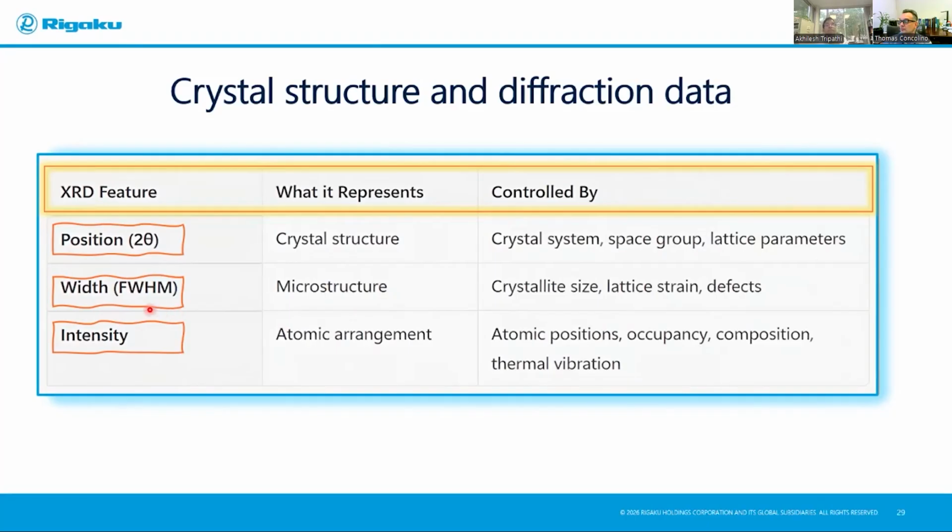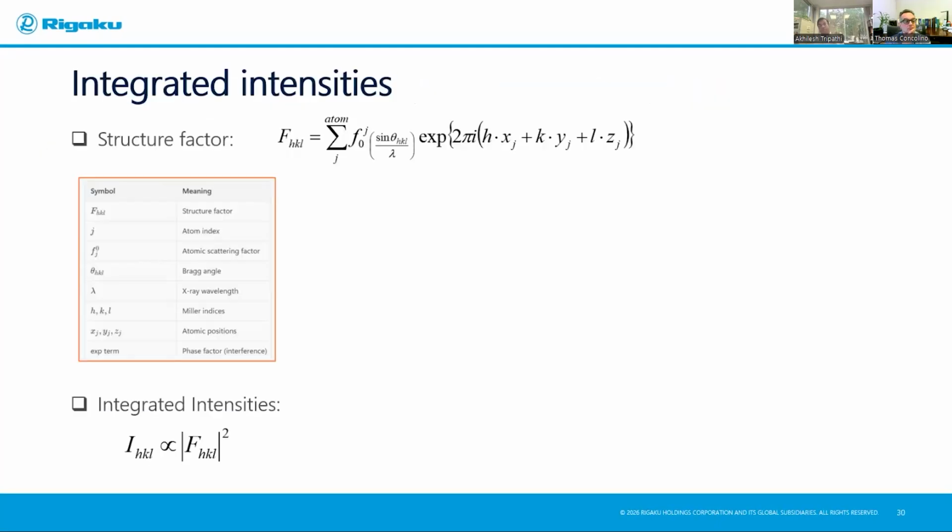The width of the peak is coming from microstructure: crystallite size, lattice strain, and defects that are in your phase. Intensity comes directly from atomic arrangement: atomic position, occupancy, composition, and thermal vibration. Those are contributing to the intensity of the peaks in the powder diffraction pattern. So I promise just one more slide on this point about the intensity relation with the crystal structure.